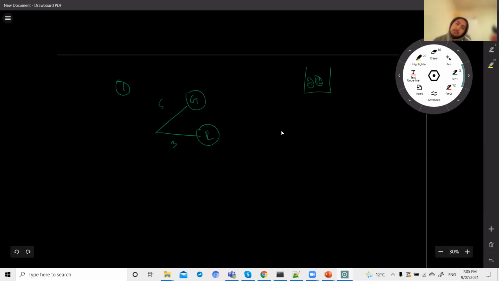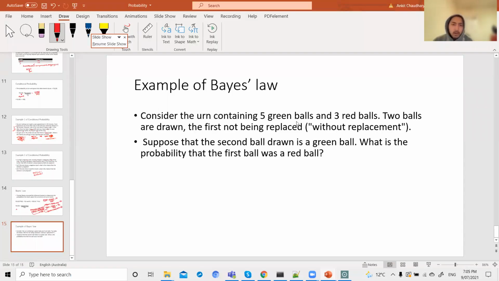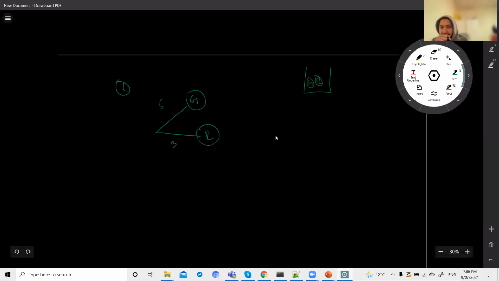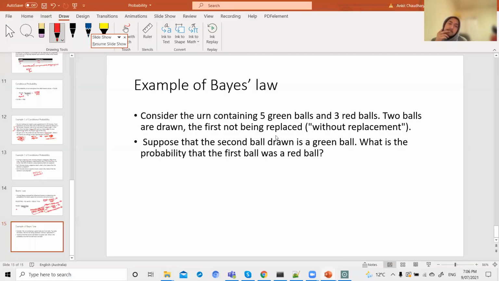Randomly, two balls are drawn, the first not being replaced. Once we draw one ball, for example a green ball, it is not being replaced again. Suppose that the second ball drawn is a green ball. What is the probability that the first ball was a red ball? So this is what we need to find.